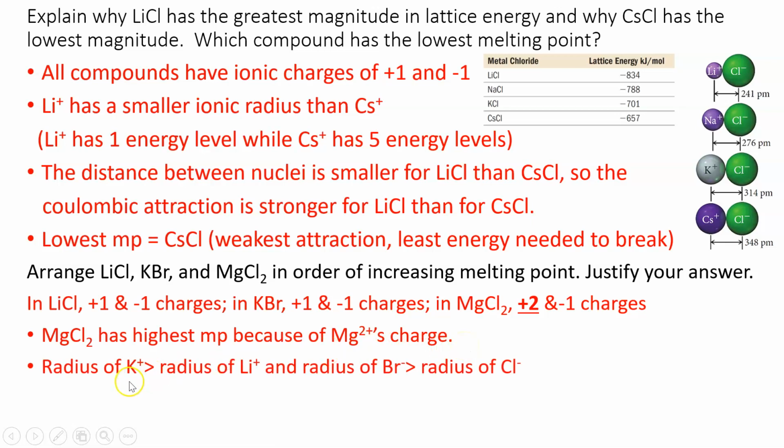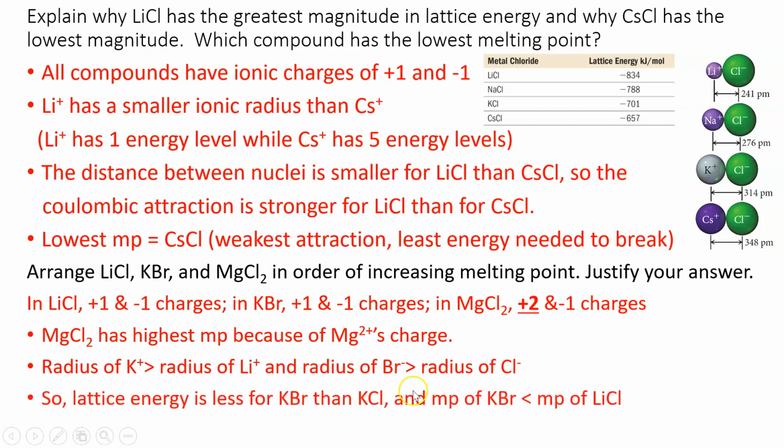The radius of K+ is larger than the radius of Li+, and the radius of Br- is larger than the radius of Cl-. So it would stand to reason that KBr is going to have a larger radius than LiCl. As a result, LiCl is going to have a stronger ionic attraction.